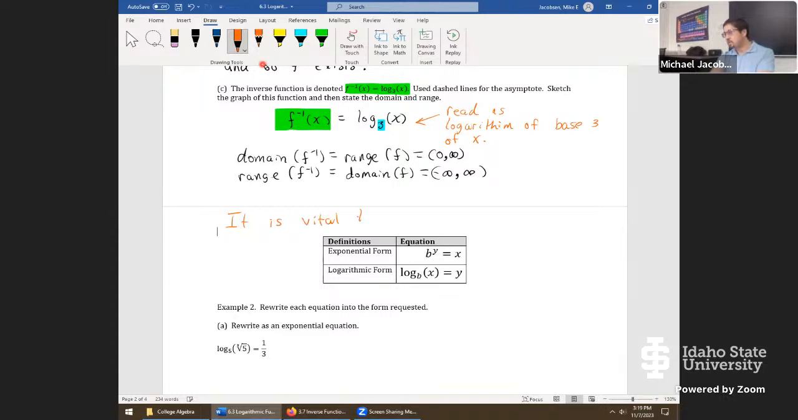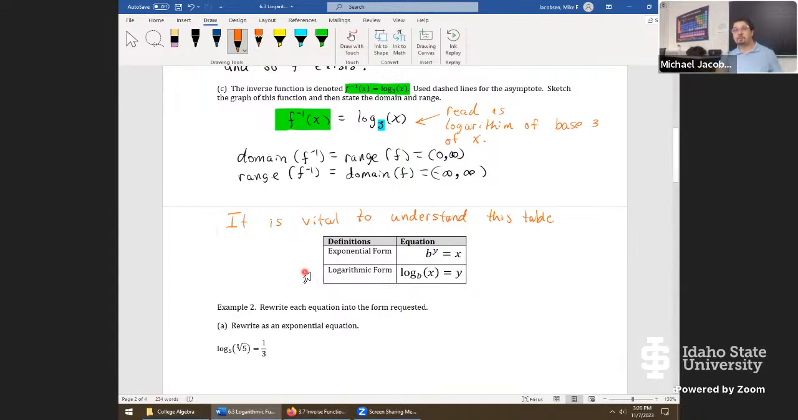It is vital to understand this table. Certain tables or theorems or formulas are used so often that they're going to be everywhere. And Alex, it'll come up in quizzes, it'll come up in exams, and this is another one of them.